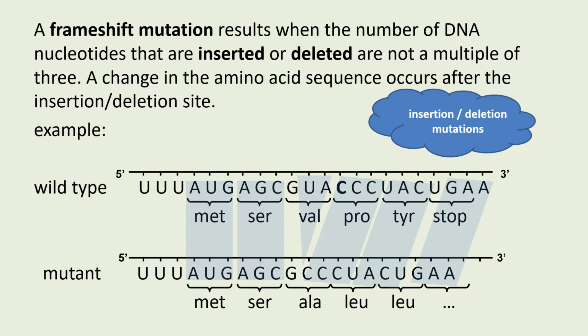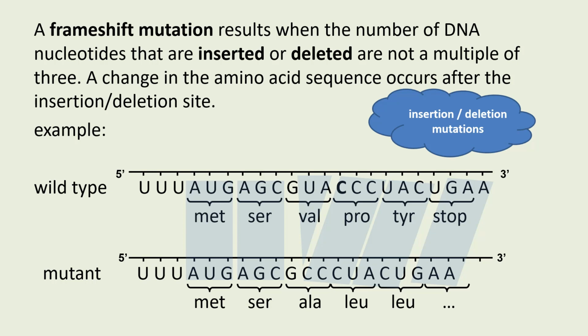The key is whether the addition or the removal of nucleotides is in multiples of 3. The example here involves the removal of only 2 nucleotides, so 2 is not a multiple of 3. In this case, we've removed the uracil and the adenine, the U and the A. Notice that the AUG and the AGC codons here on the left of the deletion were not affected.